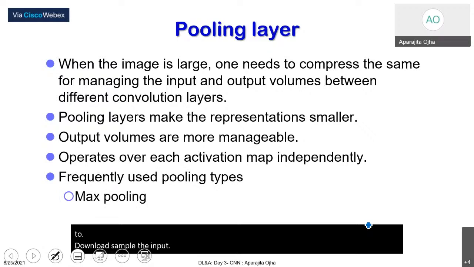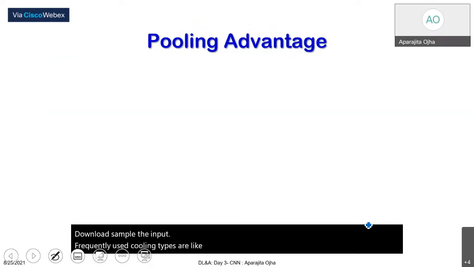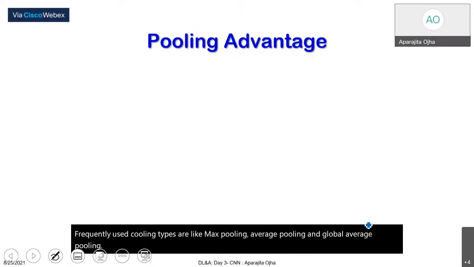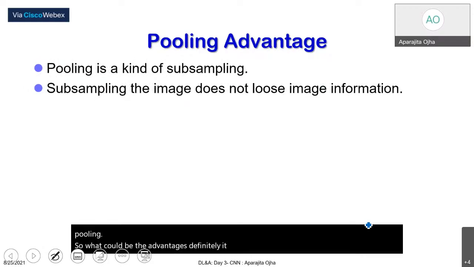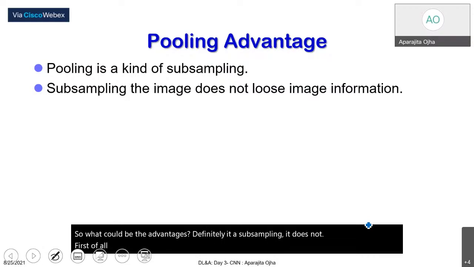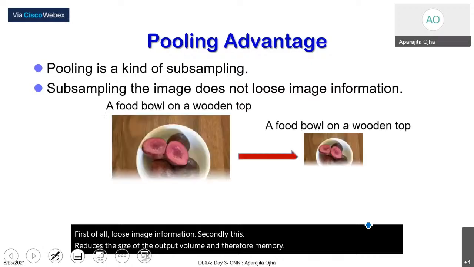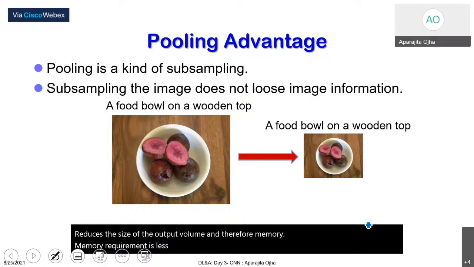Frequently used pooling types are max pooling, average pooling, and global average pooling. So what could be the advantages? Definitely it is subsampling. It does not, first of all, lose image information. Secondly, this reduces the size of the output volume, and therefore the memory requirement is less.